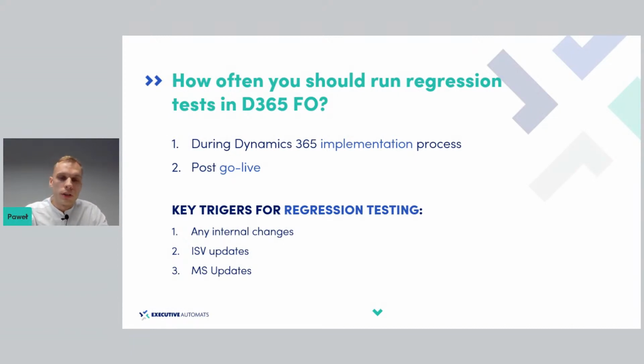During the implementation phase, regression tests should be executed every time a major change, major update, or major modification is deployed to the test environment. And automation can help a lot in that matter. Then we have the second phase, post-go-live. We can assume that the regression pack of test cases is already prepared, whether it's manual or automated.